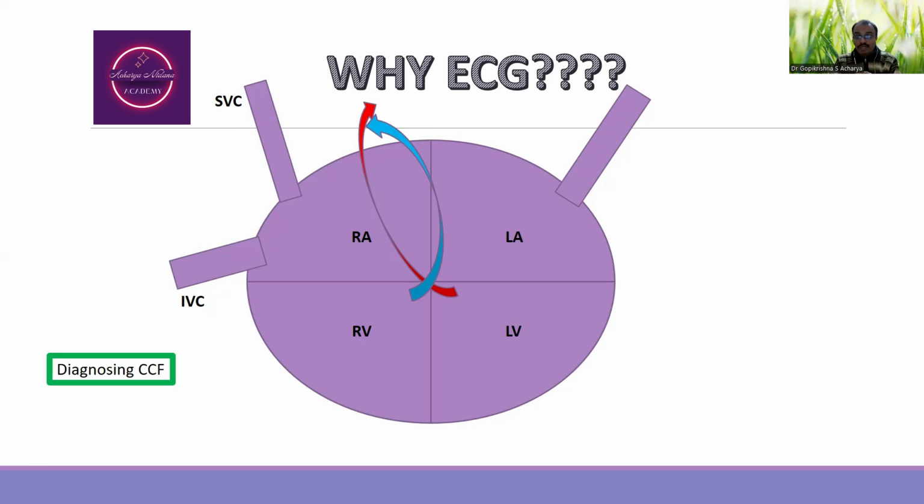From there, it will be entering into the left ventricle. From there, the blood will be entering into the aorta. This is the normal circulatory mechanism.